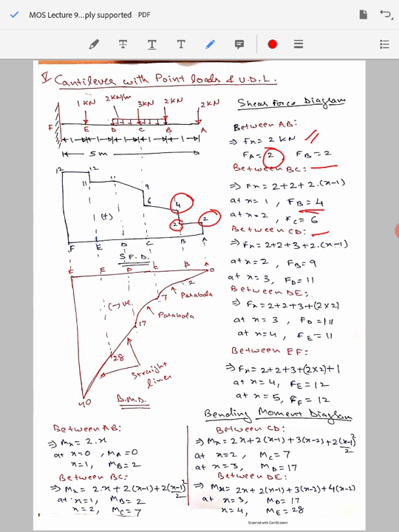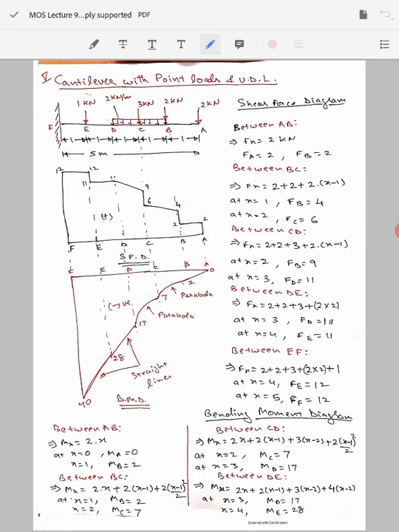So there will be a ramp here. You will have a straight line portion connecting the shear force at point B, which is 4, to the shear force at point C, which is 6 kilonewton. So you will get a ramp here.